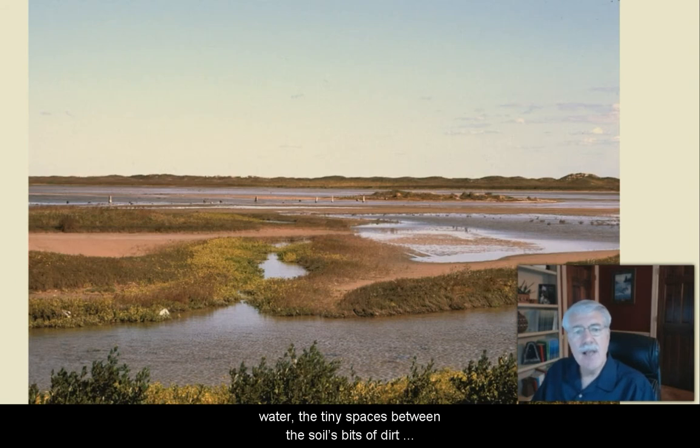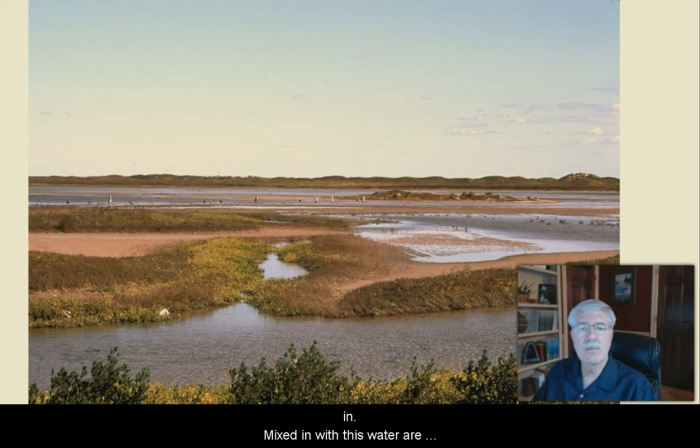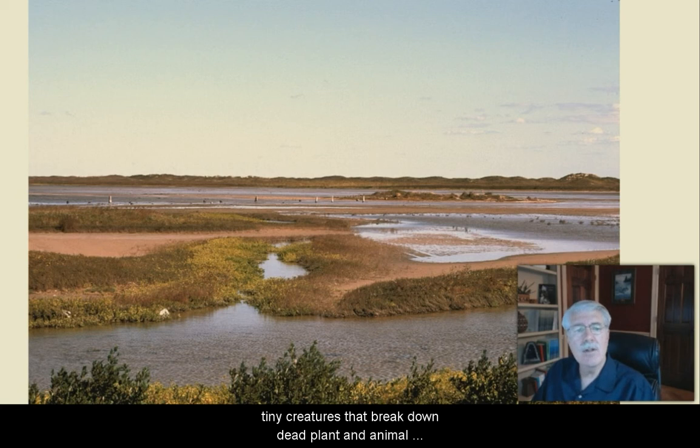Because wetland soil is saturated or covered with water, the tiny spaces between the soil's bits of dirt stay filled with water, leaving little or no room for air to get in. Mixed in with this water are tiny creatures that break down dead plant and animal matter, which is called detritus.